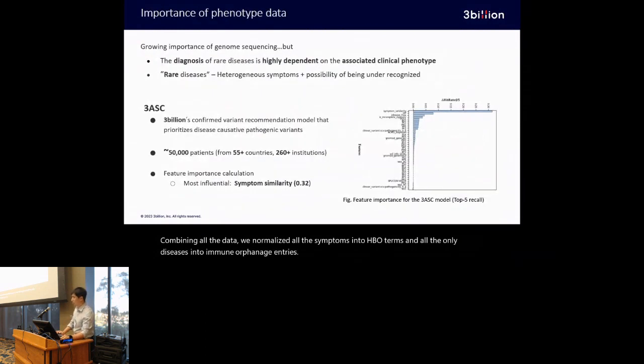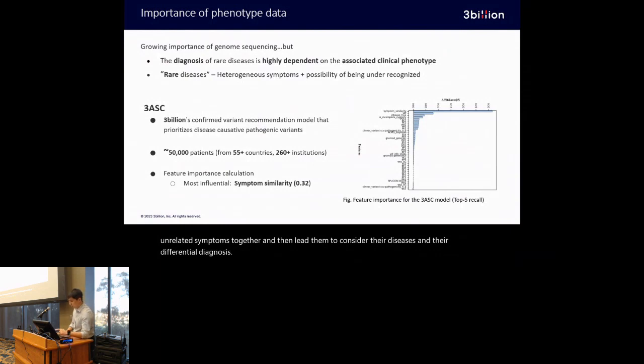So why is it important to expand the spectrum of phenotype data in rare disease? Right now, we're in the age of genome sequencing in order to diagnose rare disorders. However, it is still highly dependent on phenotype data, as rare disorders have very heterogeneous symptoms and not a lot is known about them. Knowing the full spectrum of phenotypes enables healthcare providers to connect seemingly unrelated symptoms together and then lead them to consider rare diseases in their differential diagnosis.